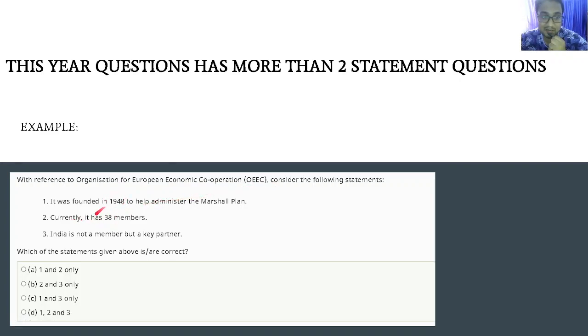Currently 38 members. India is not a member. If you know one statement is incorrect, you can definitely eliminate the options containing it. If you know the first statement is wrong, then 1, 3, A, C, D are wrong. If you know the second statement is wrong, then 1, A, B, D are wrong. If you know the third statement is also wrong, then only A is correct. So partial data will definitely be useful, but without any information you cannot solve these types of questions.